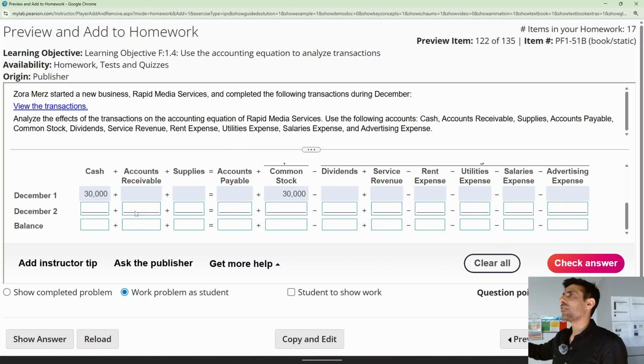So now it's not asking for the balances yet because we just did one transaction, right? So whatever the balances are from that one transaction, that's the balance. Okay. And we can see it's balanced. The assets, which are the cash, accounts receivable, and supplies, 30,000 is equal to common stock, which is on the right side. Okay. So next.